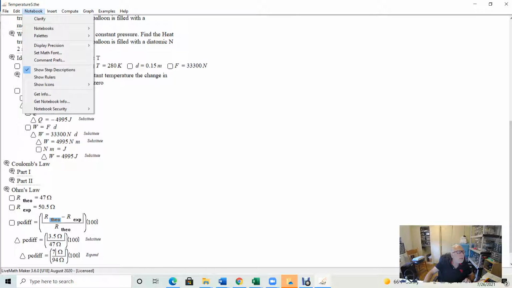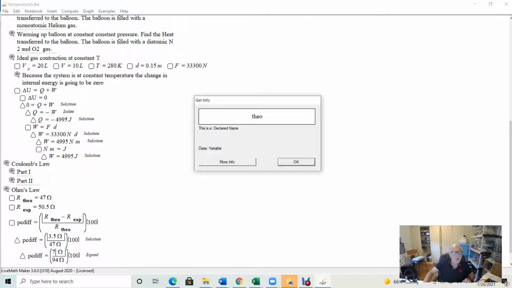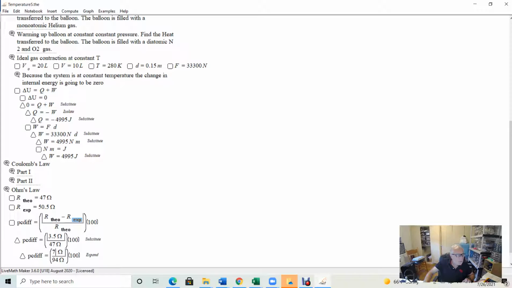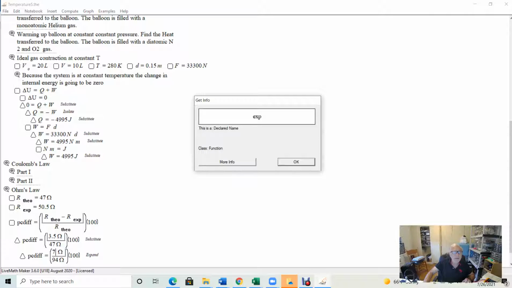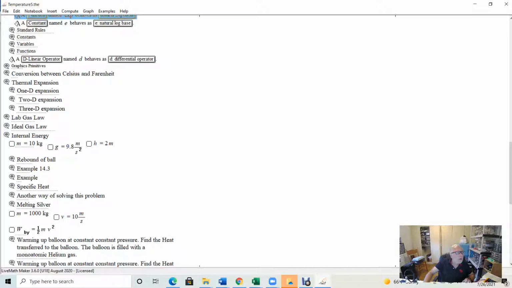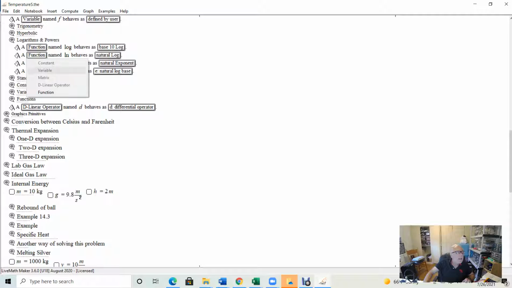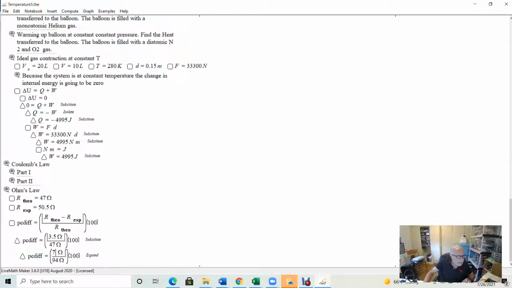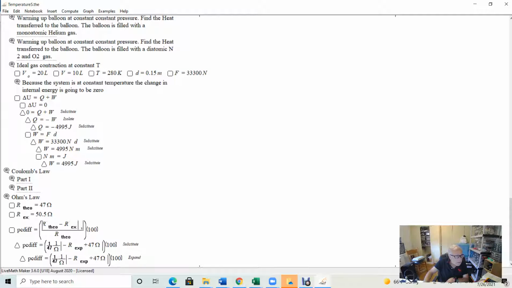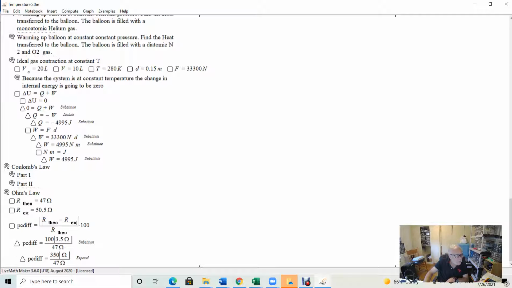Bear with me. Notebook, get info. It's a variable, that's good. What about this one? Notebook, get info. It's a function, see, that's the problem. So I gotta change this to a variable. Yeah, it doesn't let me do it. Okay, so I have to give it another name, EX. I'm gonna put EX only. It's treating this subscript as a function. Experimental. Okay, now we have everything.